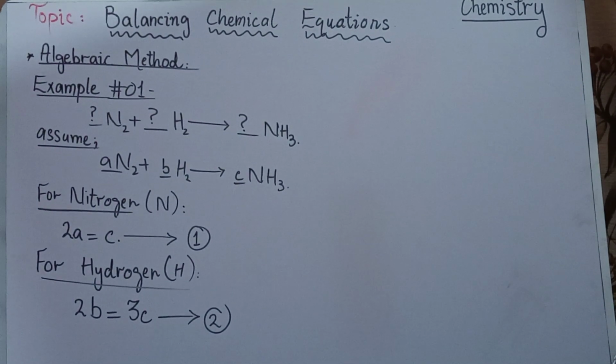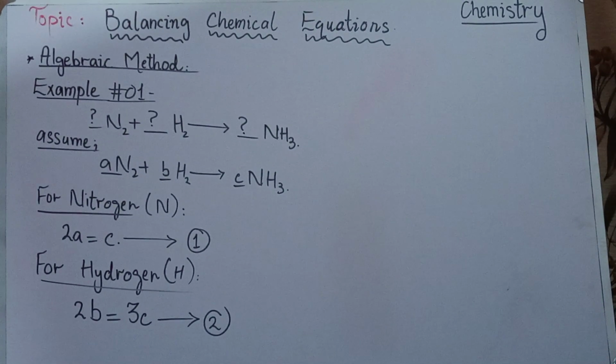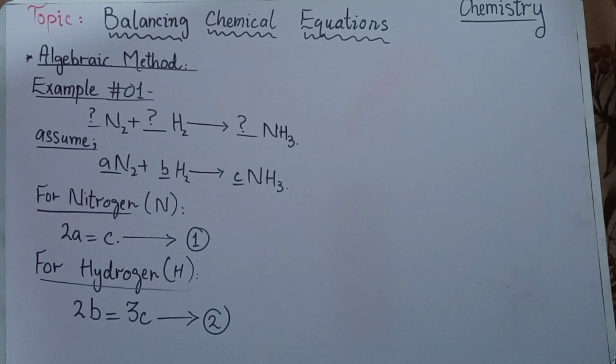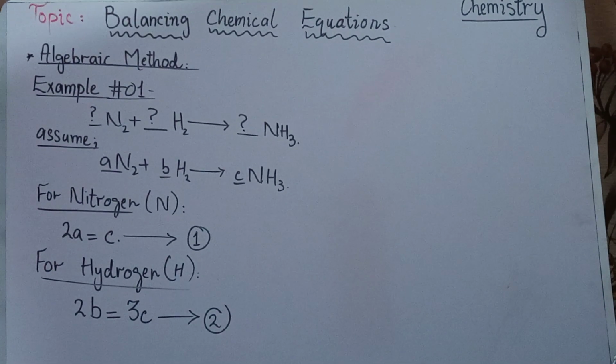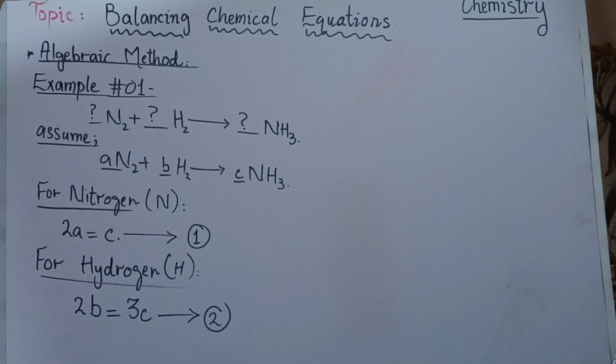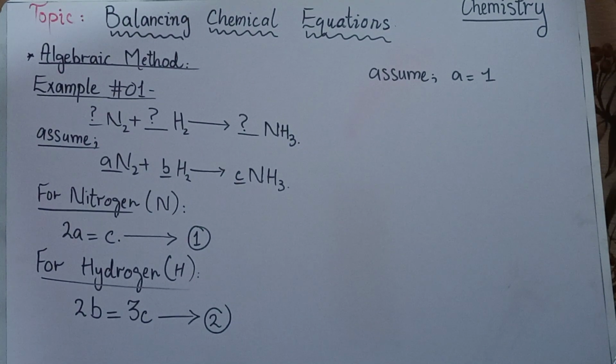Now for hydrogen, in the reactant there are two hydrogens in H2, and in the product ammonia there are three hydrogens. So 3 multiplied by C is 3C. So the equation is 2B equals 3C. We name it equation 2. Now assume A is equal to 1. We always assume that A is 1.